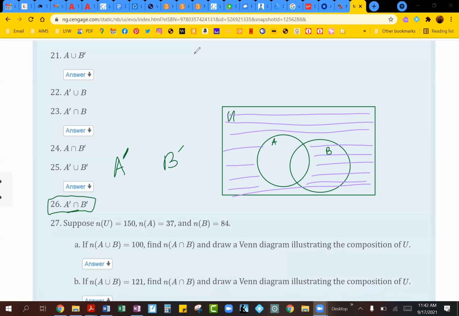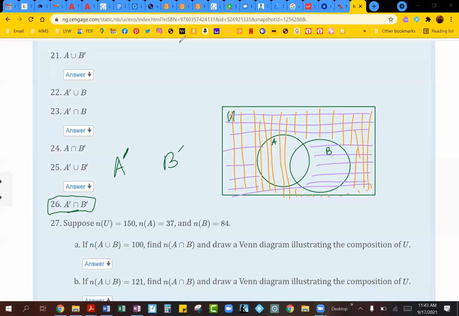Exactly. Everything but B. So how about, I guess we'll use orange for that. So everything but B. So that's going to be our vertical lines, which means, of course, it will include everything in the universal set, and, you know, the non-overlapping part of set A. So whatever is not in set B.